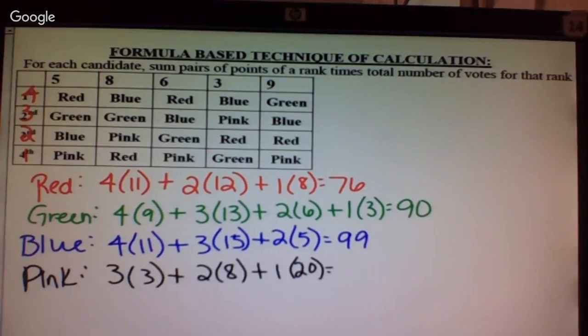Wow, they really don't like pink. I do too. I mean, green's still my favorite color, but I like pink.